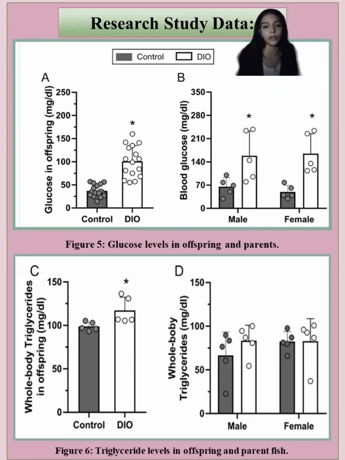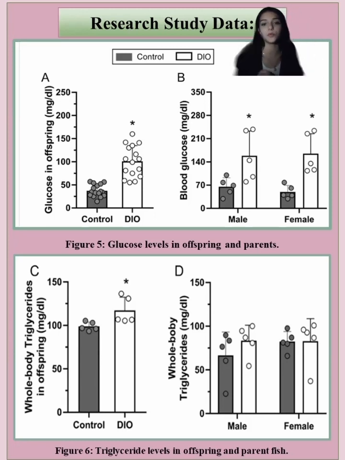And on the bottom, you can see in figure 6, the triglyceride levels in offspring and parent fish. Although the results were a little bit closer in this aspect, there was still a difference between the male and female offspring as well as in the general triglycerides in the parent fish.